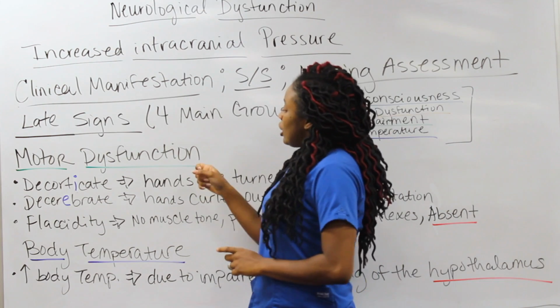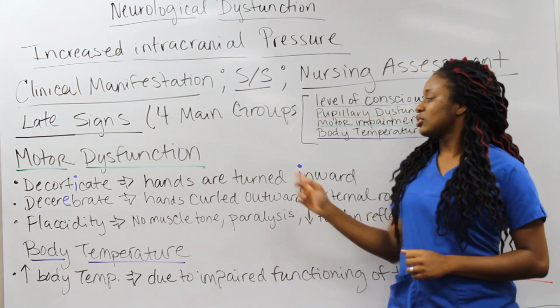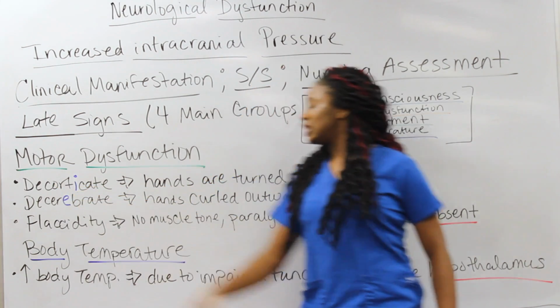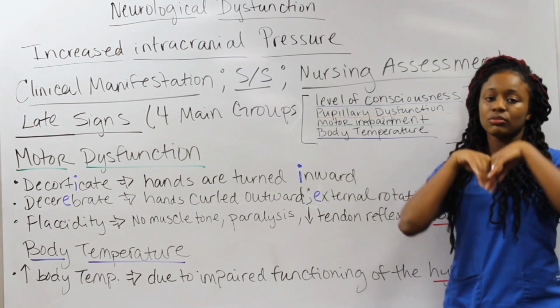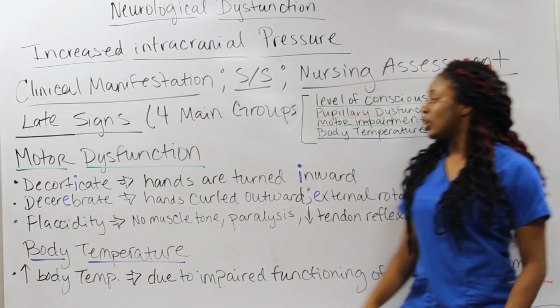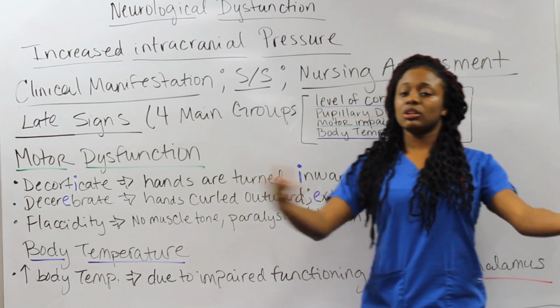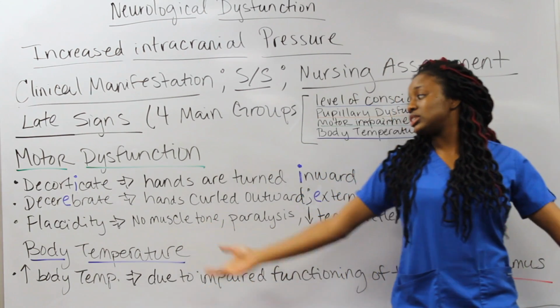So with decorticate, the hands are going to be turned inward. Remember the trick that I told you about? Decorticate has an I in it, the I in inward, so they're going to be turned inward. Decerebrate has an E, for external rotation, so they're going to be rotated outward.